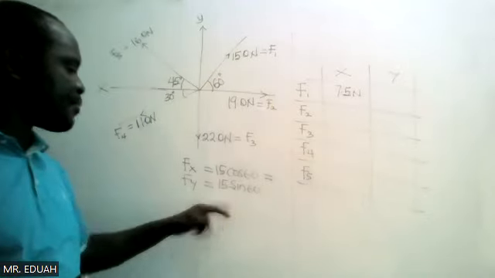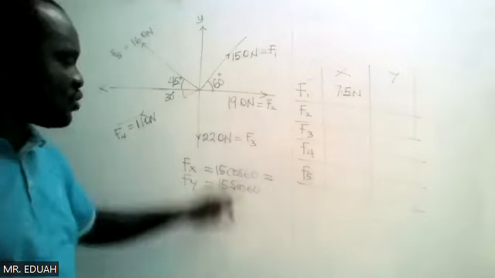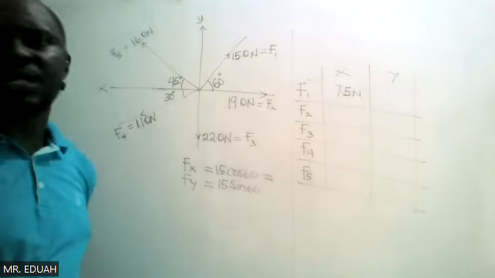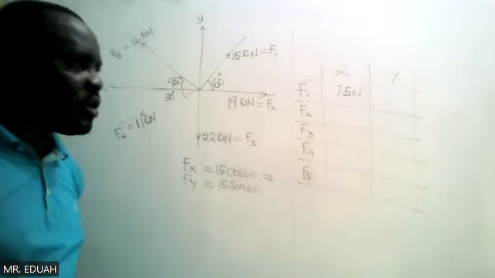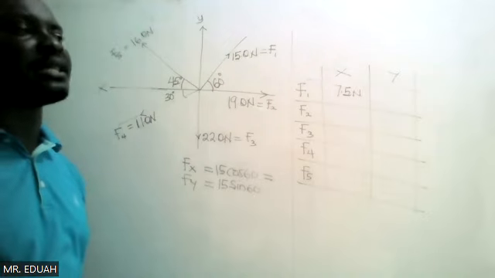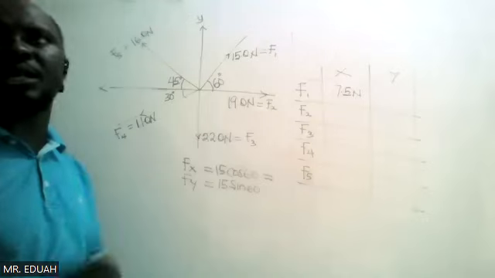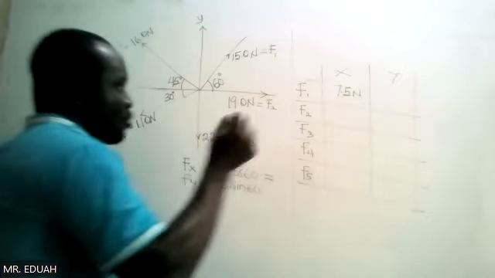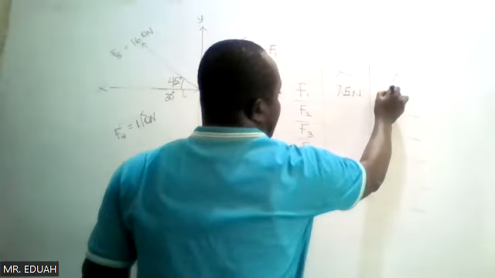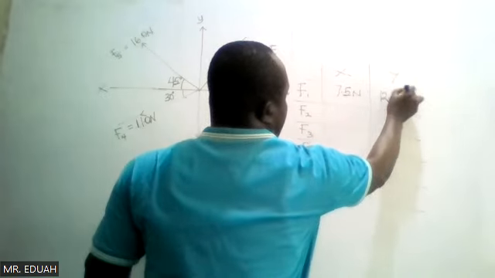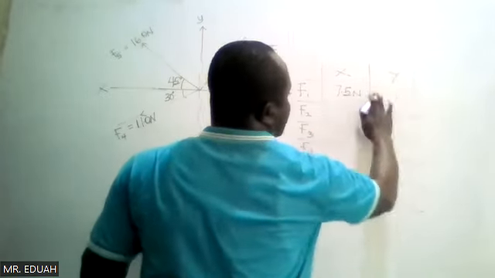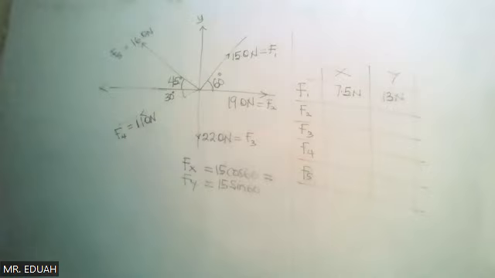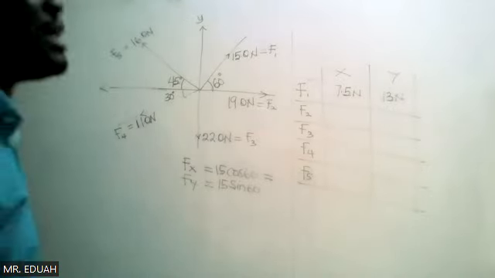Then the vertical component of this will be 7.5 root 3. What is 7.5 root 3? Or 7.5 times 0.866. Give me the value in decimal. 12.99. Okay. So let's take this to be approximately 13. If you use 12.99, you are not wrong.